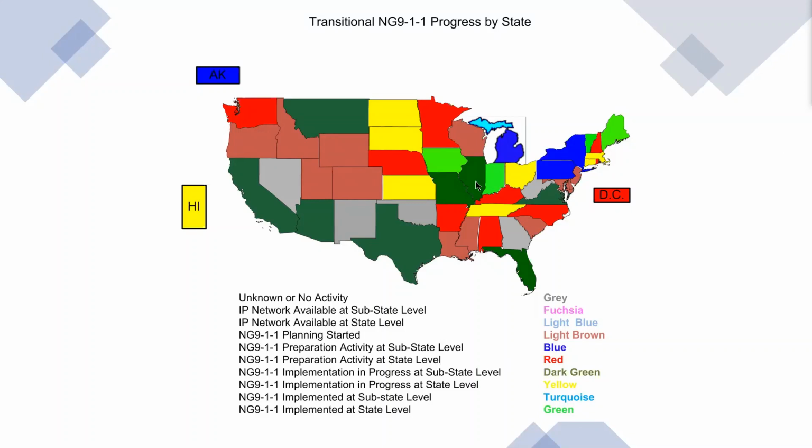So on this map, you can see that Illinois, we are implementing at a sub-state level. Wisconsin, this map is kind of old. It shows you that your planning has started, but really I think you're more in that bright red. You're doing preparation at the state level, getting your standards put together.